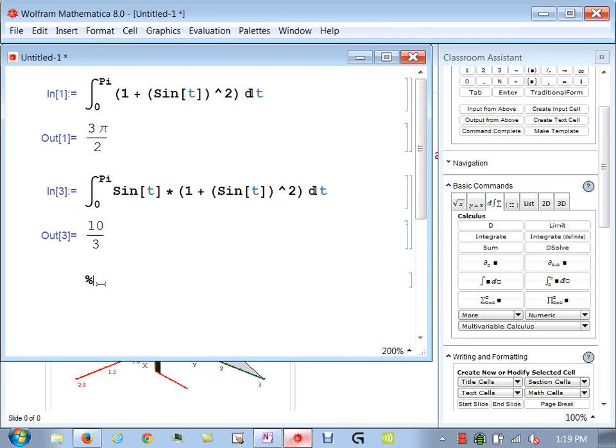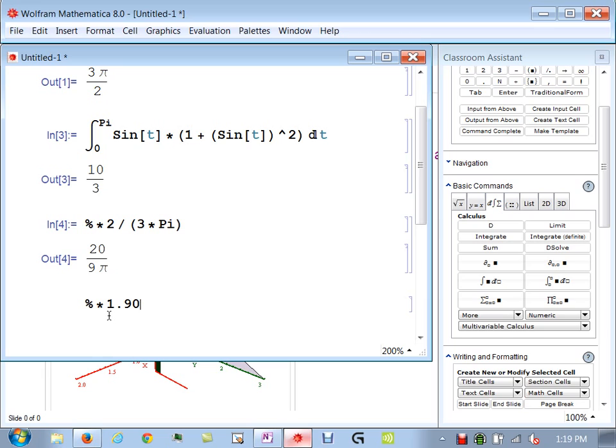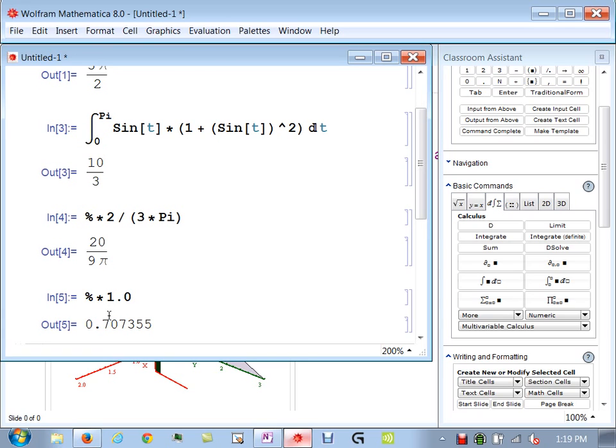So I'm going to take that answer times 2 divided by 3 times pi. I'm taking the answer and multiplying it times 2 over 3 pi. Wait. Okay. That times 1.0. For those of you who have the TI-89, you know the difference between hitting enter and then hitting green button enter. Wolfram Alpha is the same thing. It's giving me the exact answer. So 0.707. Hey, that looks like root 2 over 2, almost.